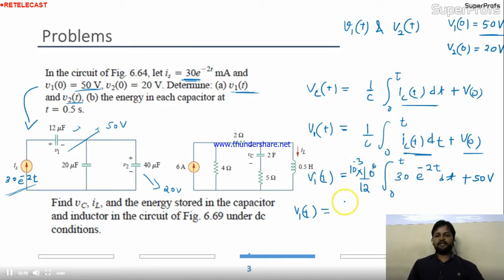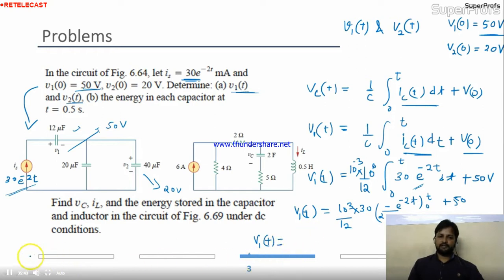So 10 to the power minus 3 into 10 to the power 6, it will be 10 to the power 3 divided by 12. This 30 can come out. And if you integrate this, this integration will be minus 2t. Minus will come out and divide by 2, from 0 to t, plus 50 as it is. Now you can solve this and you will get V1(t) is nothing but minus 1250 e to the power minus 2t plus 1300 volt. This is the value of voltage across this capacitor.